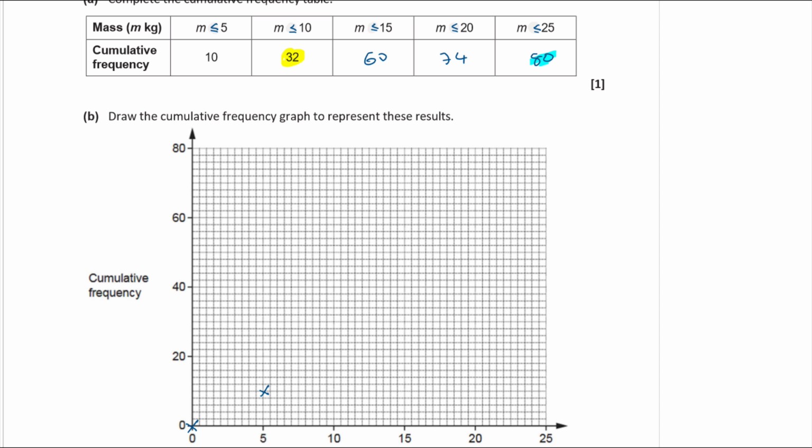32 goes with 10, so I've got 10 divisions between 20 and 30, so each one of those little squares is going to have to be 2 in this case. So 32, what's that? That's 4 little squares down from 40. 1, 2, 3, 4. It's going to be there. 15 goes with 60. That's a bit easier to plot. And then 20 goes with 74. So I'm going to come down 3 little squares from 80. And then this tops out at 25 and 80. So, and it's the last little point in the corner.